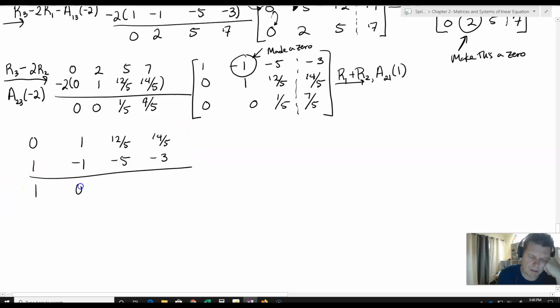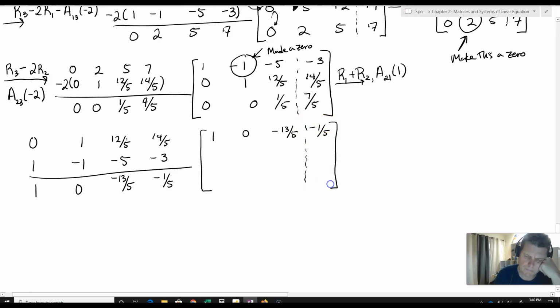This will be 1, 0. This is now 25/5, so this is going to be -13/5. And this will now be -1/5. Great. So this is now, our new matrix is 1, 0, -13/5, -1/5, 0, 1, 12/5, 14/5, and 0, 0, 1/5, 7/5.